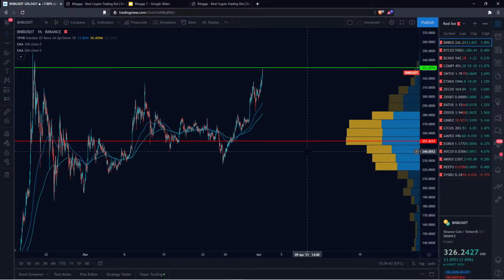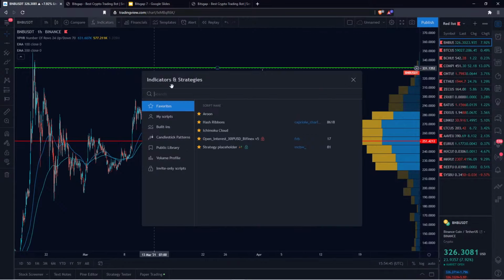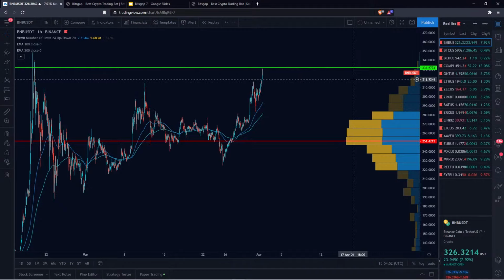So these are actually not the only tools you can use. You have the RSI, you have MACD and many other tools. You can use a combination of them. It's really up to you how you use them.